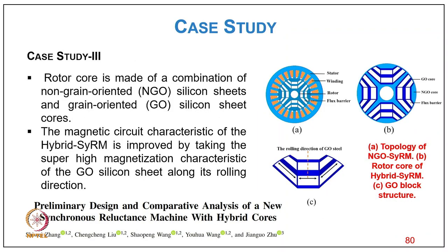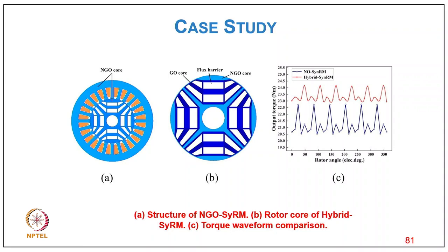Now coming to case study 3, the rotor core is made of a combination of non-grain-oriented (NGO) silicon steel and grain-oriented (GO) steel, and the magnetic circuit characteristic of the hybrid synchronous motor is improved by taking the superior magnetization characteristic of GO steel along the rolling direction. This is taken from the preliminary design and comparative analysis of a new silicon steel hybrid rotor. As you can see, the typical geometry, topology of the NGO rotor core and the GO block structure. This is the structure of the NGO rotor core and the torque waveform comparison of the two, NGO and hybrid.